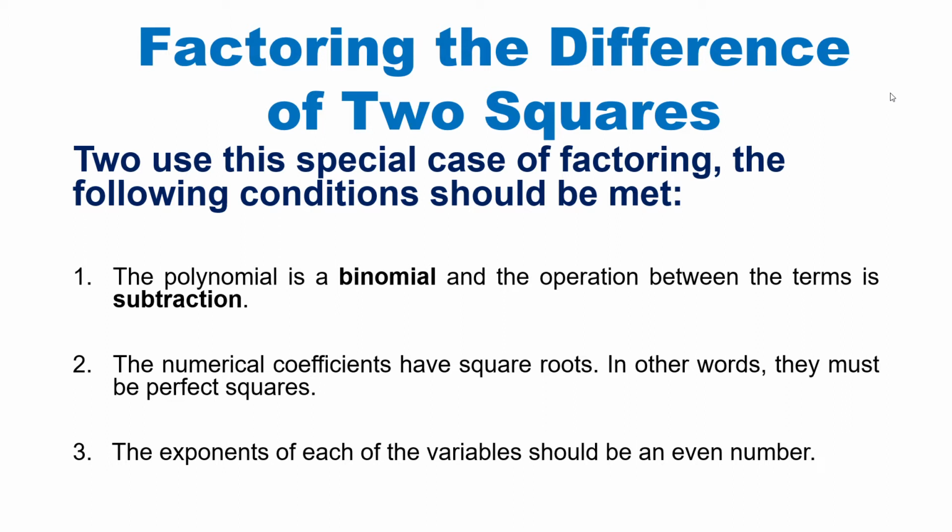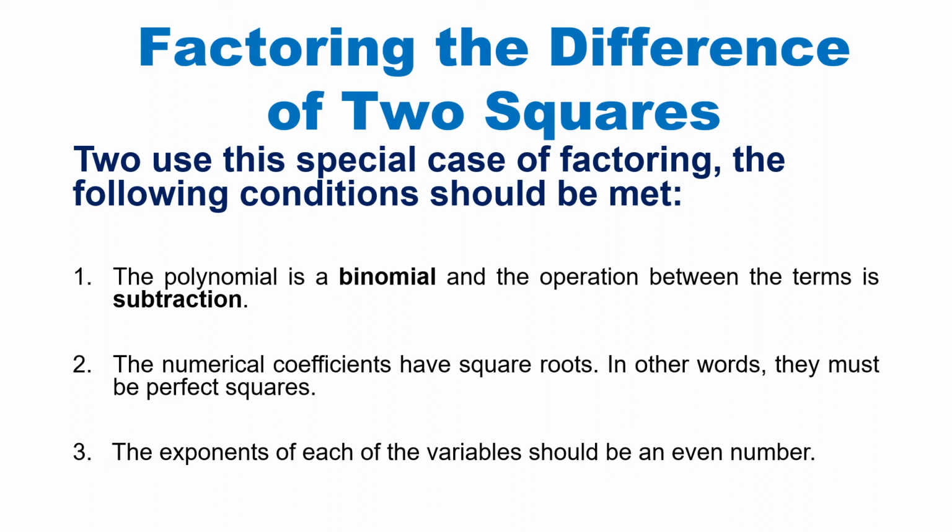The polynomial is a binomial and the operation between the terms is subtraction. The numerical coefficients have square roots. In other words, they must be perfect squares. And last, the exponents of each of the variables should be an even number.